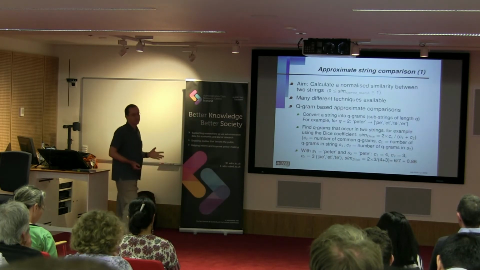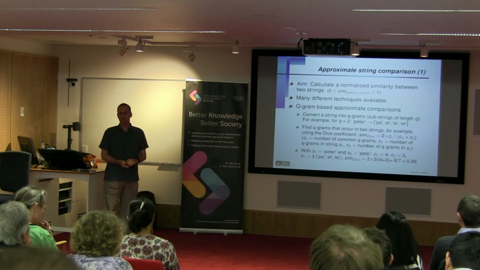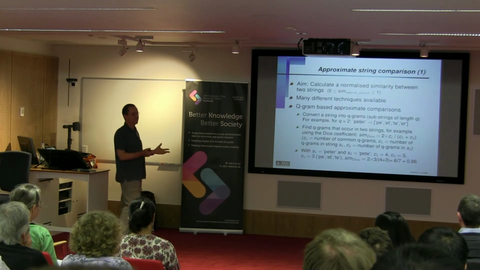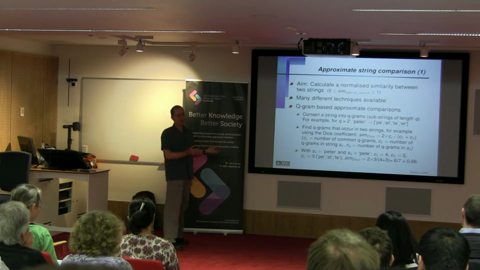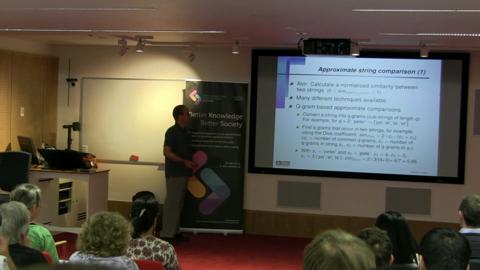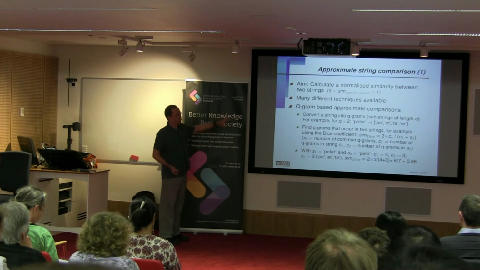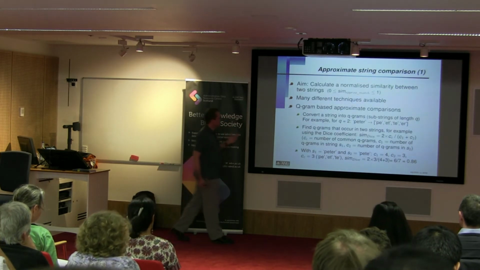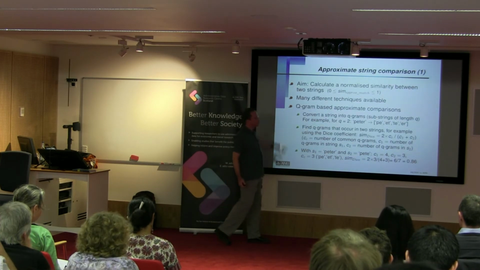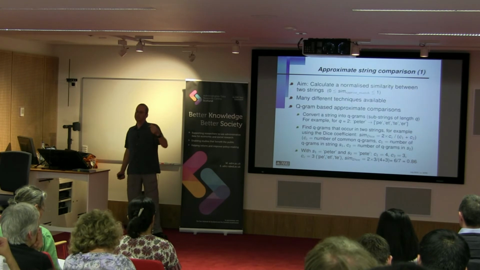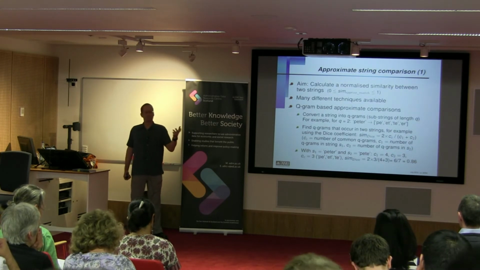There are many different techniques available. There are about 30 different types of string comparisons. Some for specific types of values, such as names, others for longer strings, others for numbers, etc. I'll just show you two examples of how we do this. One is what we call Q-grams. We basically extract short substrings from, let's say, a name.